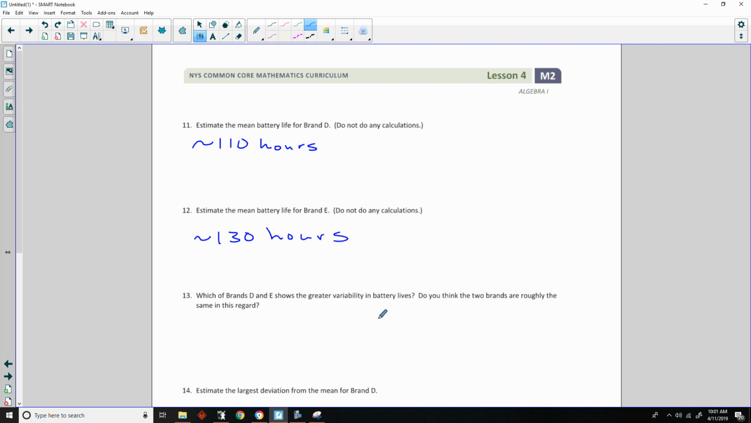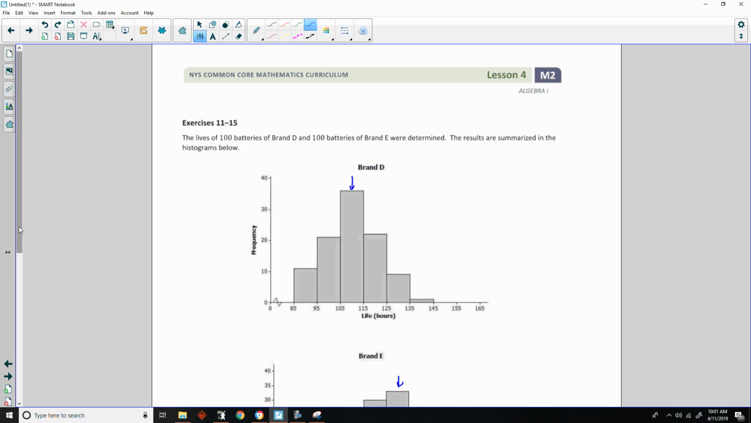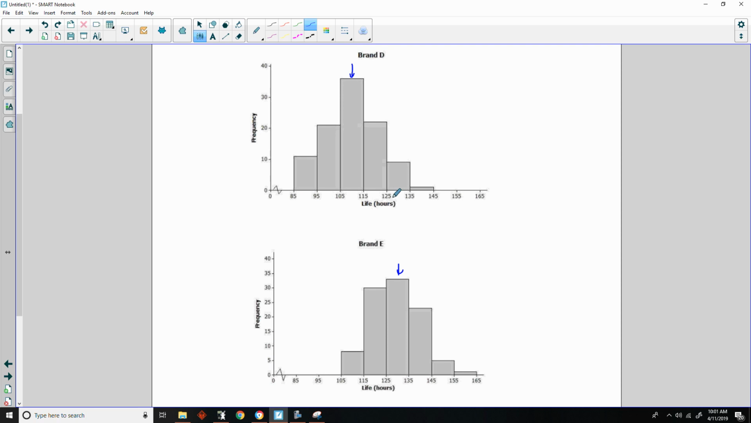Okay, number 13. Which brand, D or E, shows the greater variability in battery life? Do you think the two brands are roughly the same in this regard? So does one have greater variability than the other, or are they roughly the same? We're going from 145 to 85, which is 60. And we're going from 165 to 105, which is 60. So I would say roughly the same.